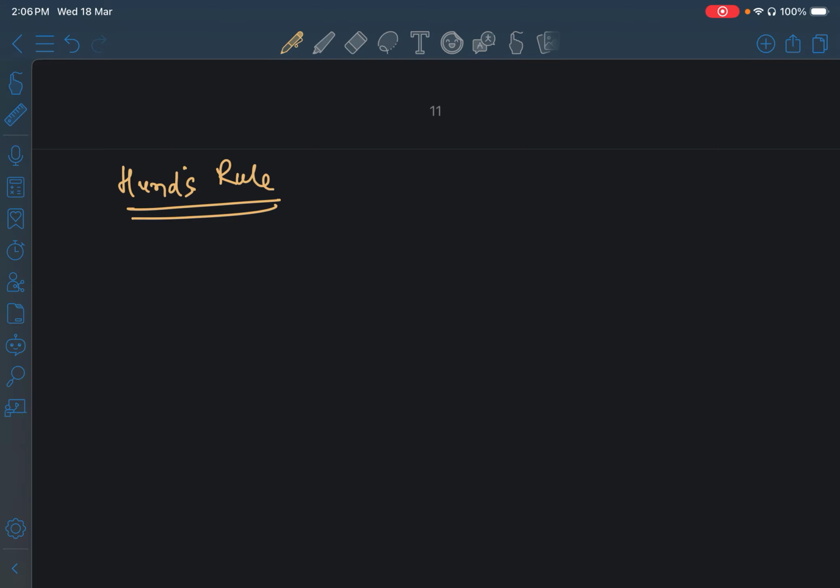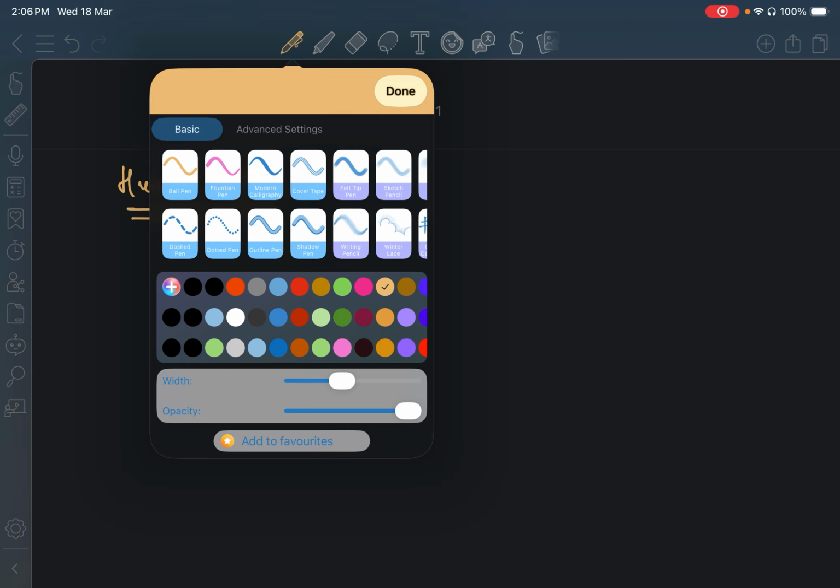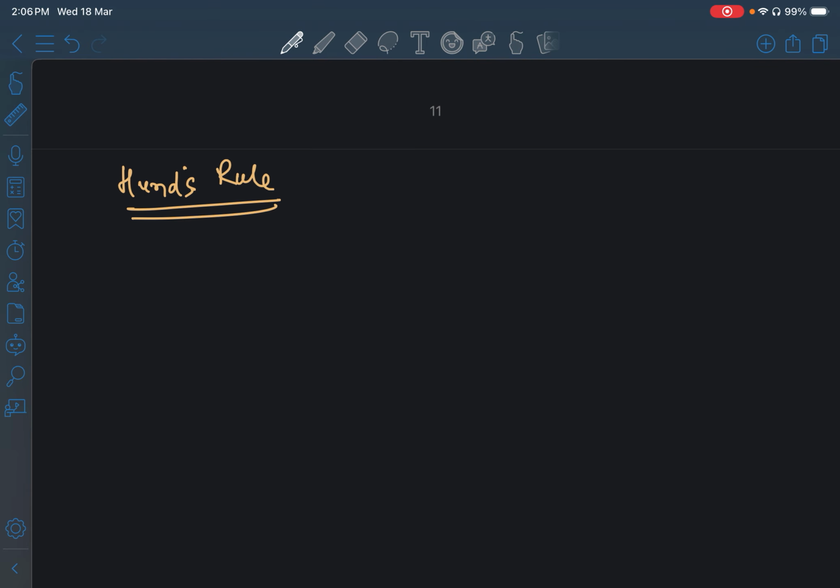Now, what does this Hund's rule talk about? Hund's rule gives us an idea about degenerate orbitals. Very, very important concept. What do you mean by degeneracy? Degeneracy means orbitals having the same energy. All right. So when orbitals have the same energy, electrons avoid pairing unnecessarily.